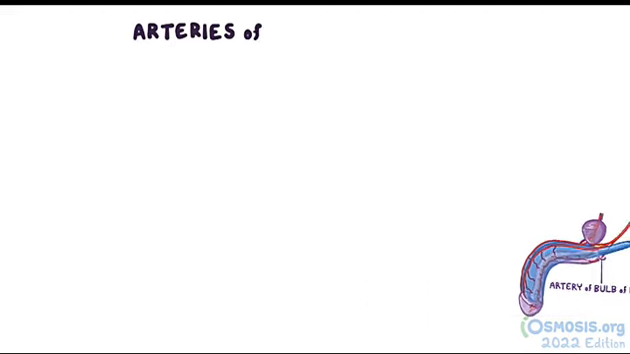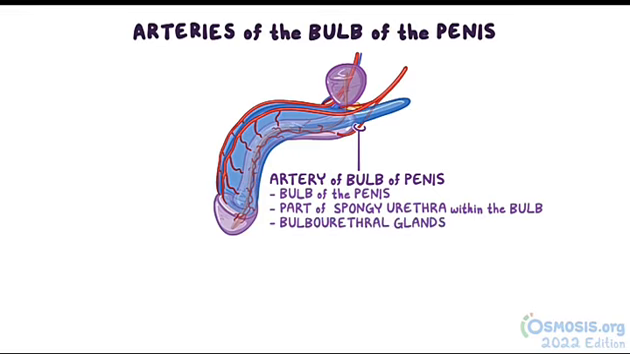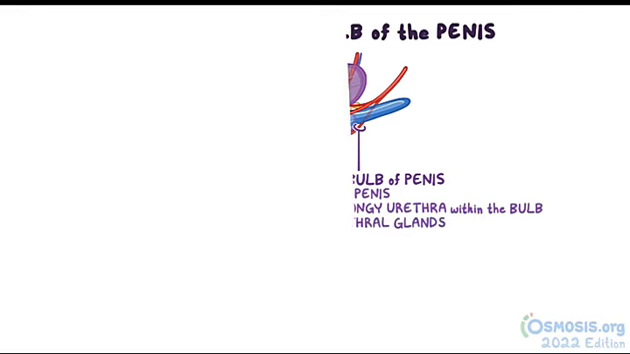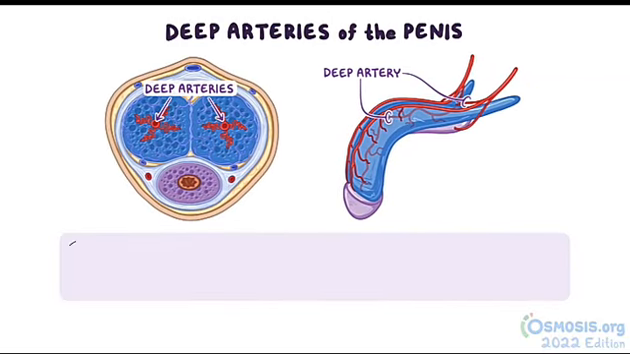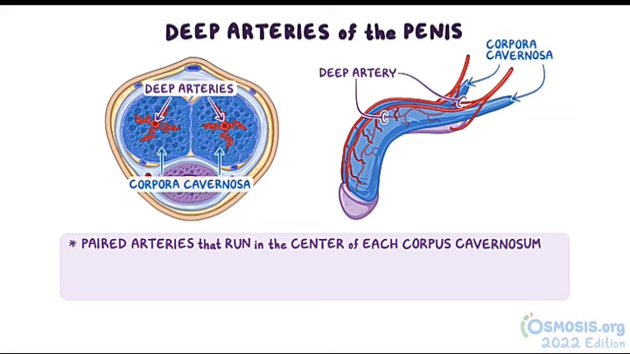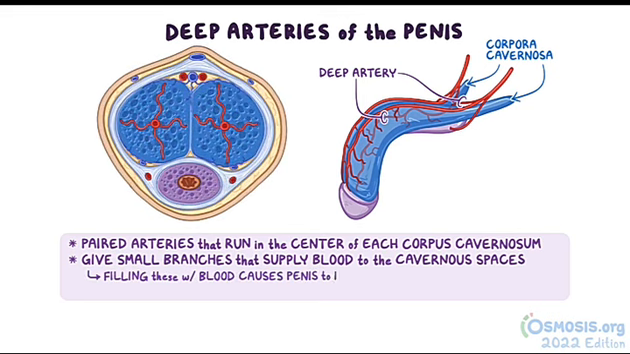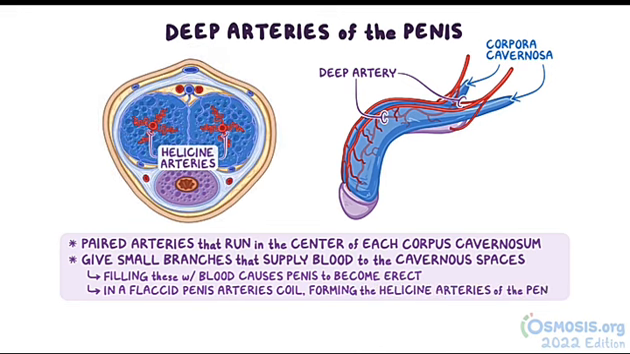Next are the arteries of the bulb of the penis, which supply the bulb of the penis, the part of the spongy urethra within the bulb, and the bulbourethral glands. Next are deep arteries of the penis, which are paired arteries that run in the center of each corpus cavernosum. These arteries give small branches that supply blood to the spaces of the corpora cavernosa, called cavernous spaces. Filling up these spaces with blood causes the penis to become erect. In a flaccid penis, these branches coil up to restrict blood flow, forming the helicine arteries of the penis.